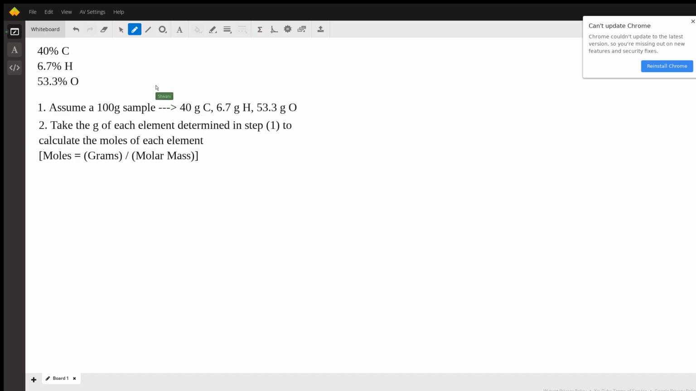So the moles of carbon, let me use a different color here. Moles of carbon is 40 grams divided by 12.01. And that'll be 3.33. And then we have the moles of hydrogen, which I'm going to type in blue, 6.7 divided by 1.01. And then we have the moles of oxygen, which I'm going to write in purple.